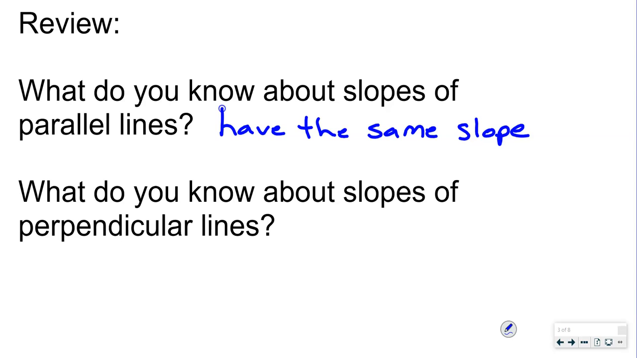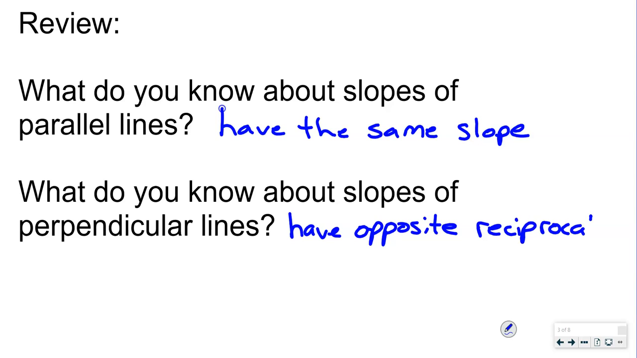And then what do we know about slopes of perpendicular lines? They have opposite reciprocal slopes. Opposite meaning the sign would change from positive or negative. It's just going to be the opposite sign. And then reciprocal meaning you'll flip the fraction. So if your slope is 1 over 2, the reciprocal of that is 2 over 1. And then it would have the sign change to positive or negative.